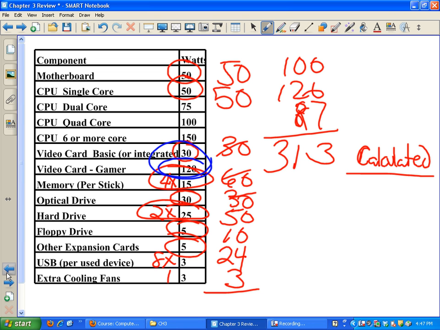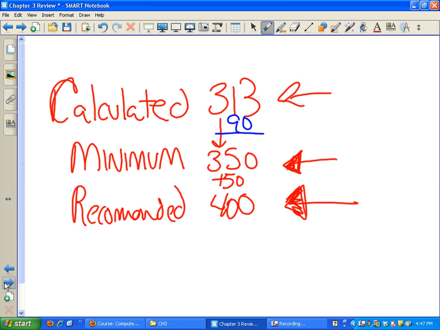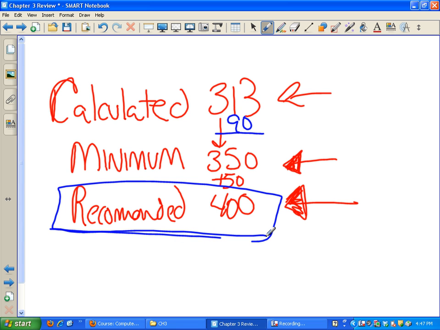If I want to add a new optical drive to it, I want to add a DVD burner on top of having my DVD, I want to add a couple more sticks of RAM, I want to add an additional hard drive, I have a little flexibility by adding that 50 that recommended. Okay, I have a little bit of flexibility.